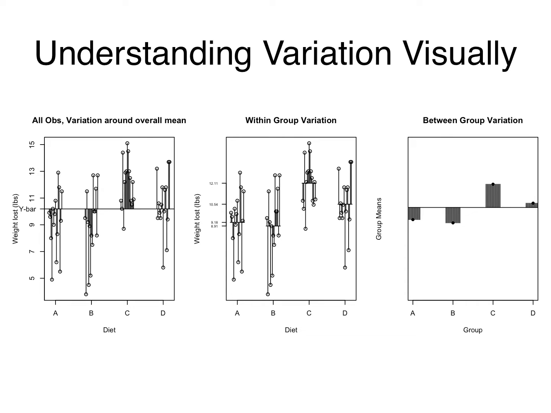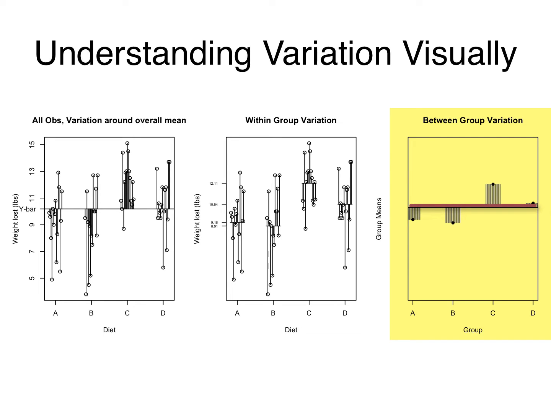This total variation can be broken down into two parts: the within group variation, which is shown in the middle, and the between group variation, which is shown on the right. The within group variation tells us how far individual observations move from a group mean. The horizontal lines for each of the four groups represent the mean of each group, and the dots are the individual observations. The between group variation tells us how far each group mean for each of the four groups moves from the grand mean.